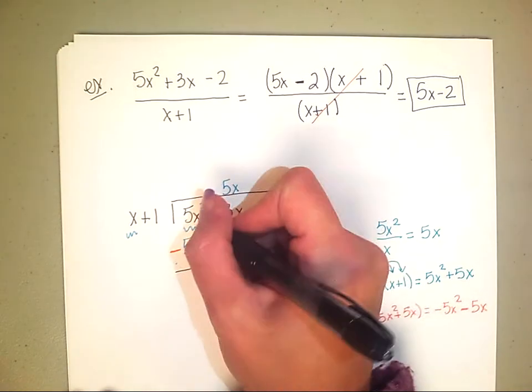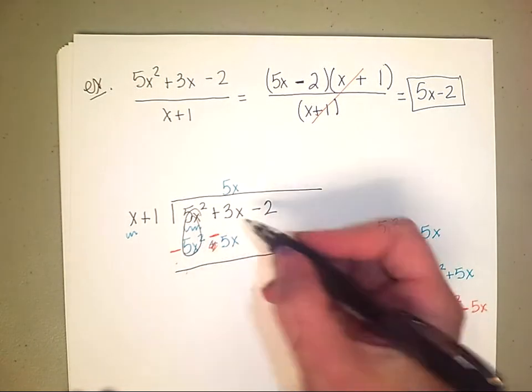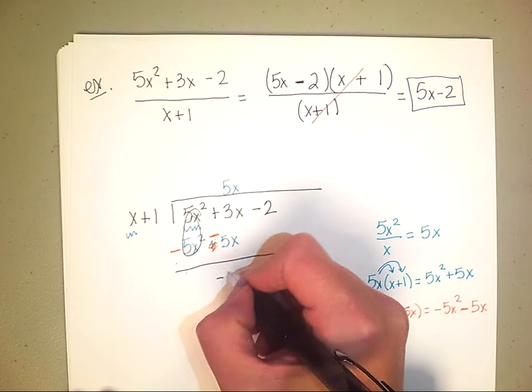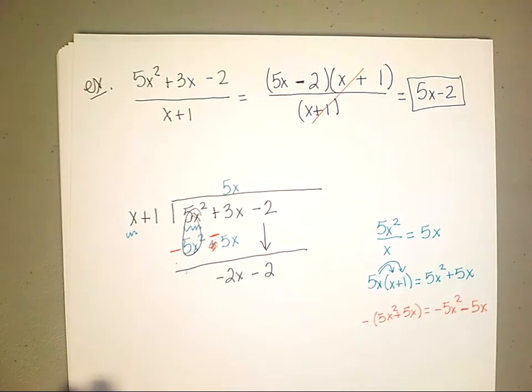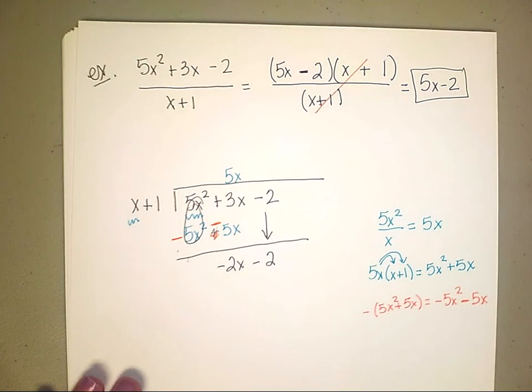Now 5x minus 5x squared goes to 0. Then 3x minus 5x is minus 2x. And we can bring down the minus 2 before we start the process again.